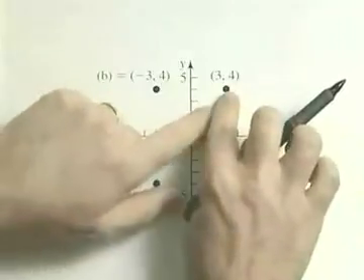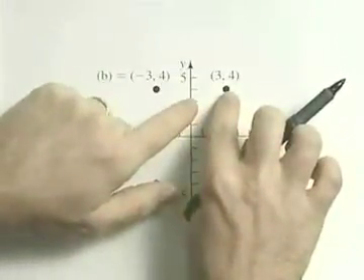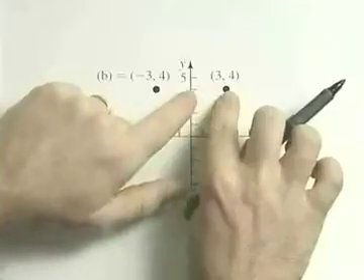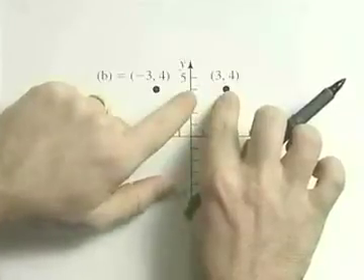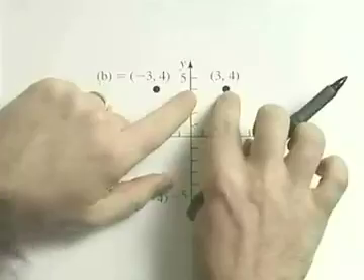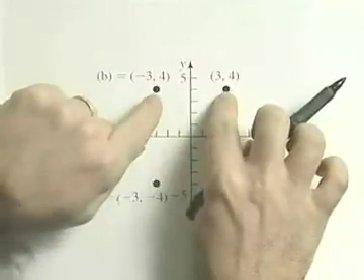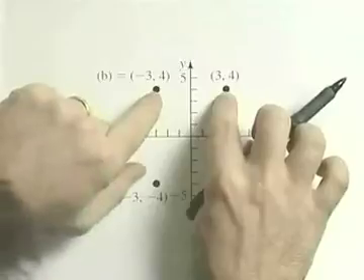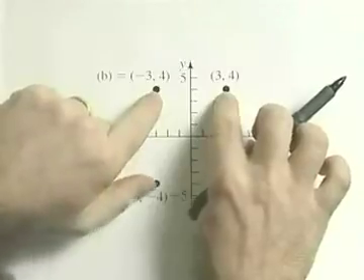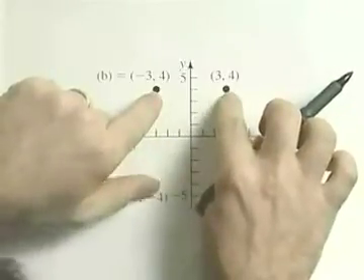If I wanted to find the point symmetric to (3, 4) with respect to the y-axis, you recall that symmetry with respect to the y-axis means that if (x, y) is on the graph, so is (-x, y). So (-3, 4) is symmetric to (3, 4) with respect to the y-axis.